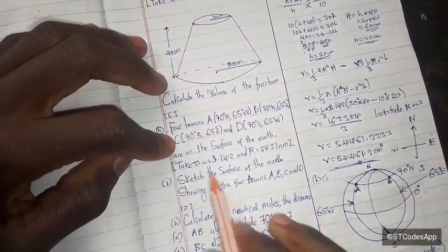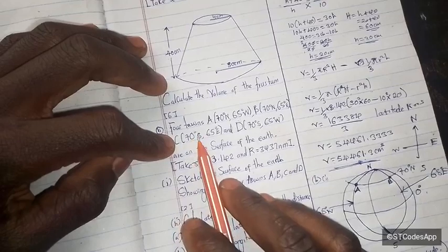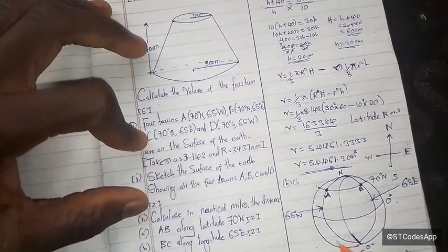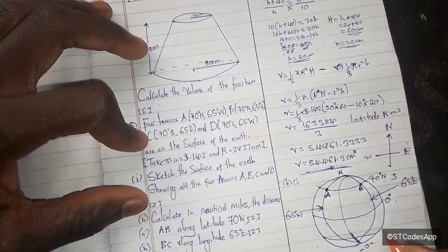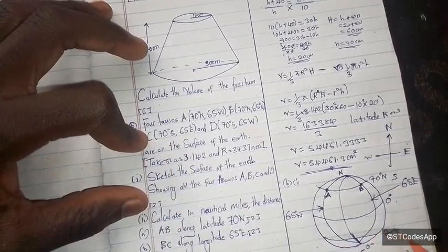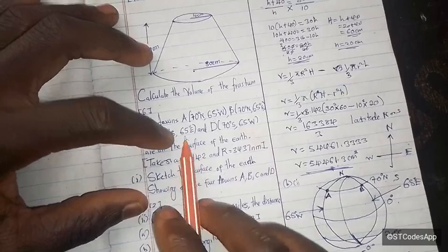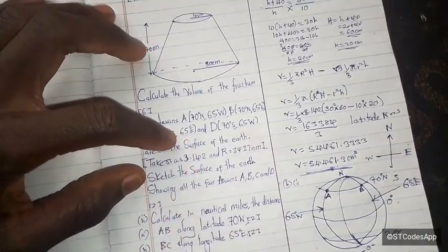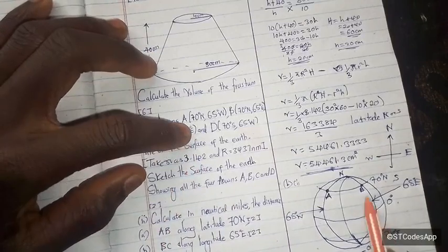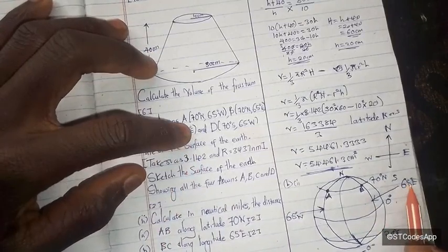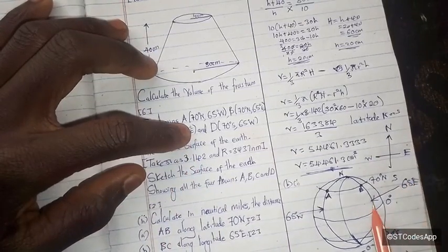Town C is saying 70 degrees south. So 70 degrees south, I'm going to say it is this one here. Now what about the longitude? The longitude here we have is 65 degrees east. So we are going to use the same one here, since we have labeled 65 degrees east.